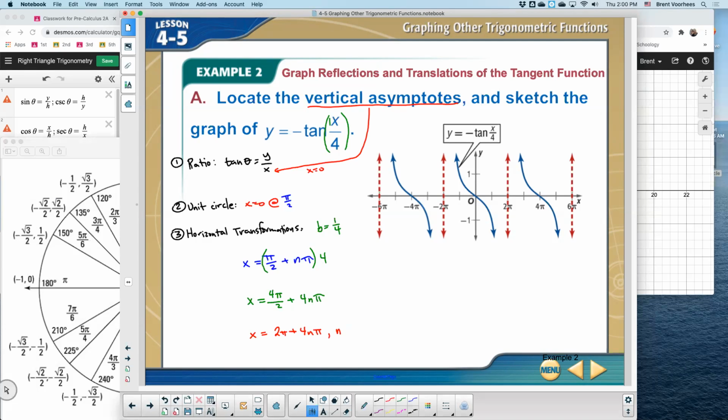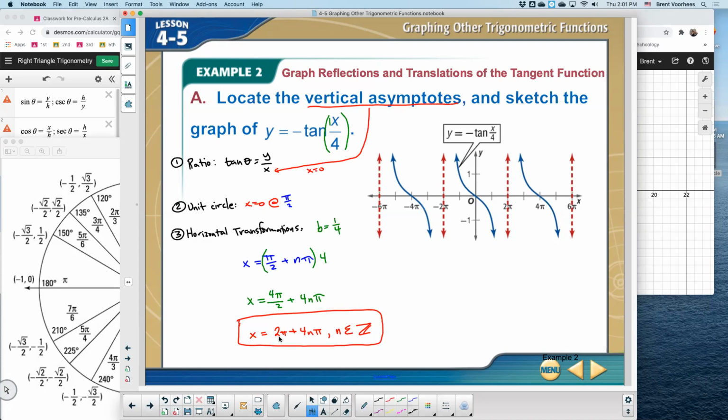And again, this is where n is an element of the integers. So n is in double-struck Z. That's just saying n is an integer, that's all that's saying. Integers are whole numbers, but positive and negative whole numbers.